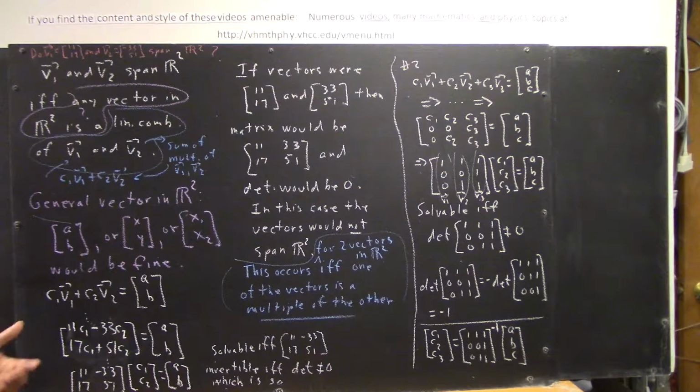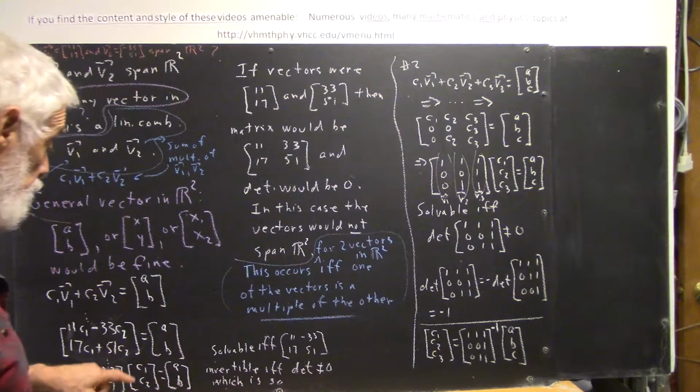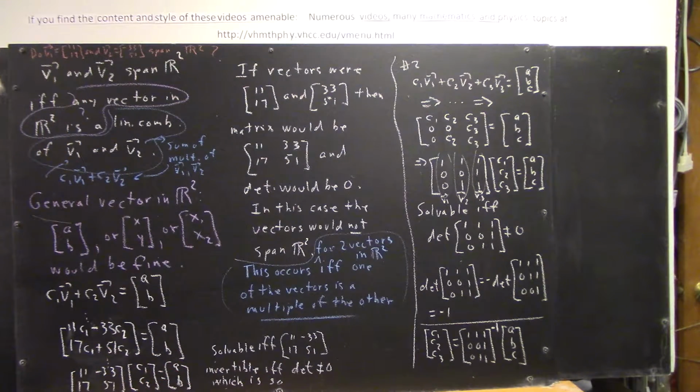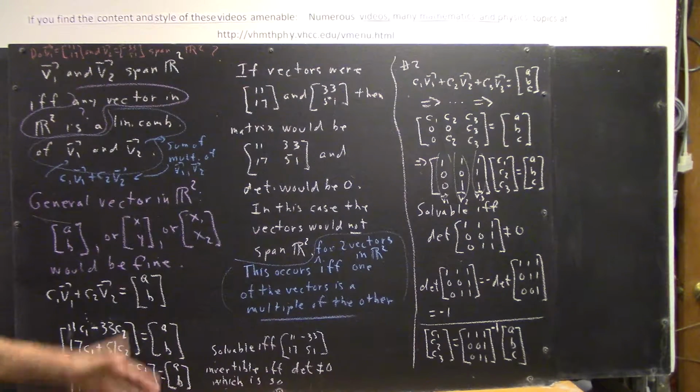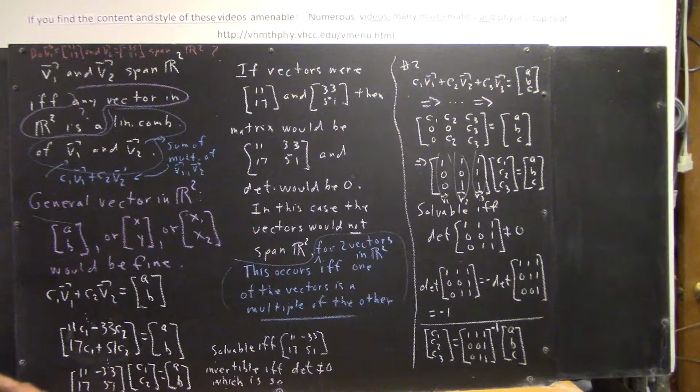And again, we should be very familiar with this now. To solve this matrix equation, all we have to do is find the inverse of this matrix, multiply both sides by the inverse, and we get C1, C2. Now, we don't actually have to do that if we can just establish that this matrix has an inverse, because if it does, we can do that and we can find our C1, C2 for any A and B.